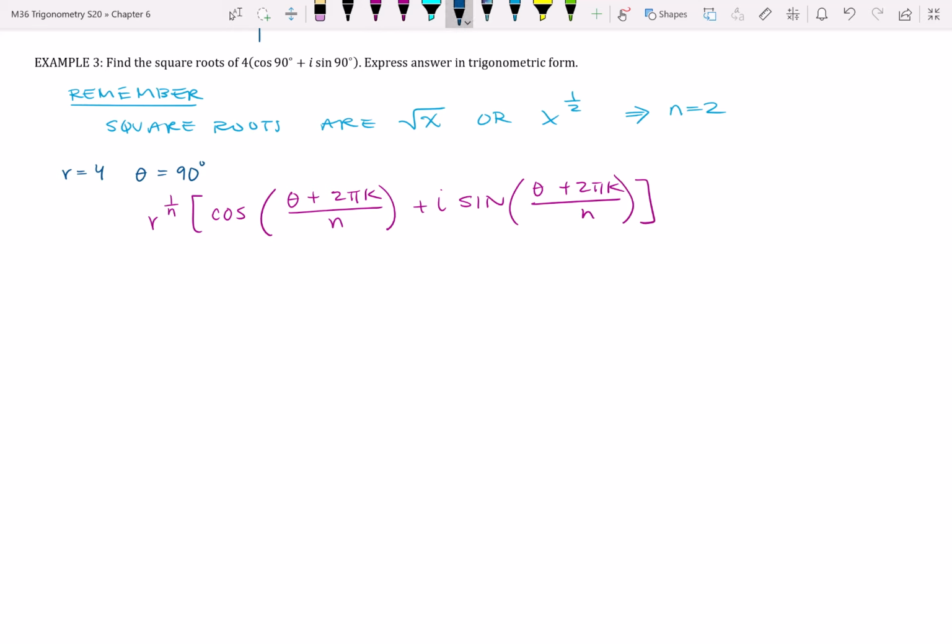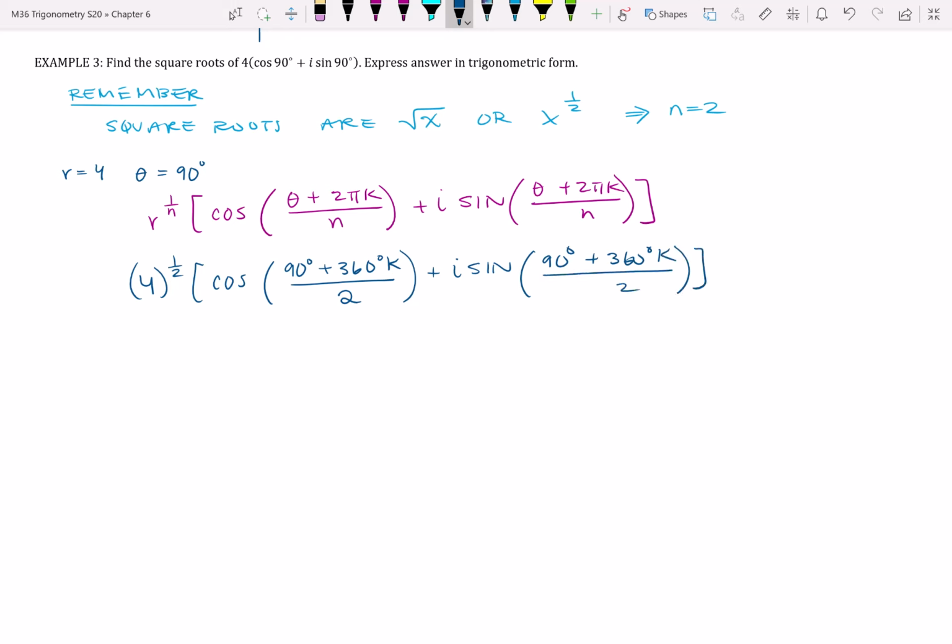So again, I'm just going to plug everything in. And so we get 4 raised to the 1/2 power, because again, my n is 2. And then we're taking the cosine of, and since we're given 90 degrees, I'm just going to work with degrees. And so my theta is 90 degrees. Instead of having 2 pi k, I'm going to have 360 degrees k all over little n, which is 2, and then plus i sine of 90 degrees plus 360 degrees k all over 2.